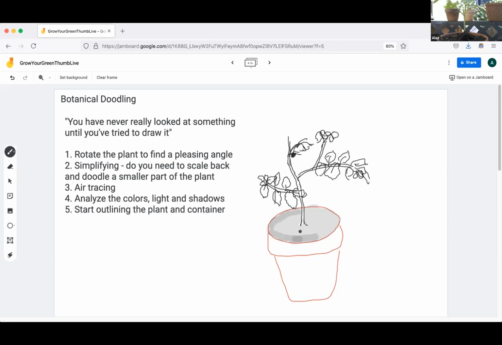Some plants even change the color of their flowers depending on the soil. So in a hydrangea, for example, depending on the pH of the soil, it can have different color flowers. And then I'll go ahead and color in the pot.